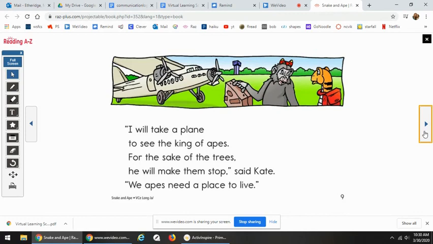Now we know, now that we see this part, that this is a fiction story because we know that apes can't really go on planes. That's right. And they don't talk either. So we know that this is a fiction story, that it's made up. And the reason that the author made this story was so that we could enjoy it, so that we could maybe learn a lesson. And we'll talk about that at the end.